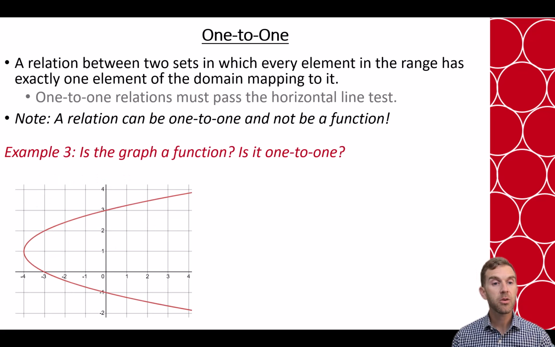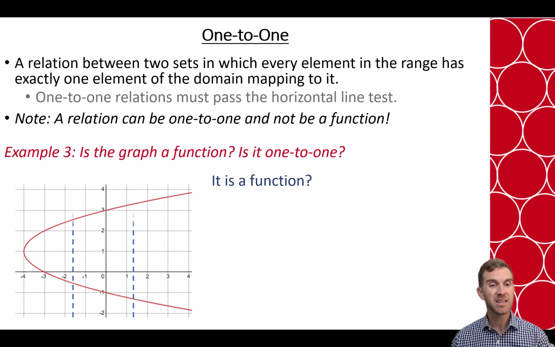Now here is our third example where we have a graph, and we want to know, is this graph a function? Well, this is a parabola that opens horizontally. And to check for functionality, we look at it with the vertical line test. When we apply the vertical line test, we see that it hits the graph at two different places everywhere on the graph except at the vertex. And because of that, we would say this is not a function.